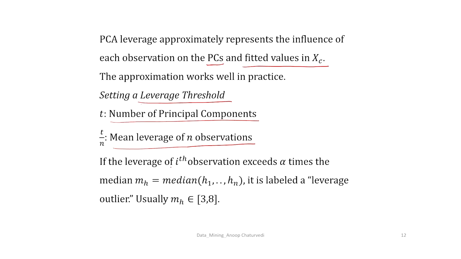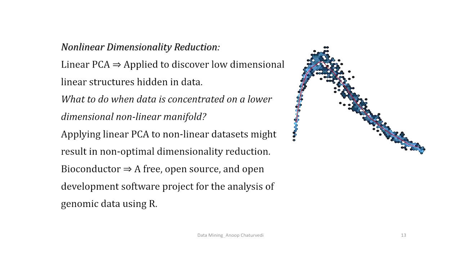And if the leverage of the ith observation exceeds, say, alpha times the median, where the median of H1, H2, HN is denoted by MH, it is labeled as a leverage outlier. And usually we take alpha lying between 3 to 8. So, this is how you can detect the outliers in principal component analysis.